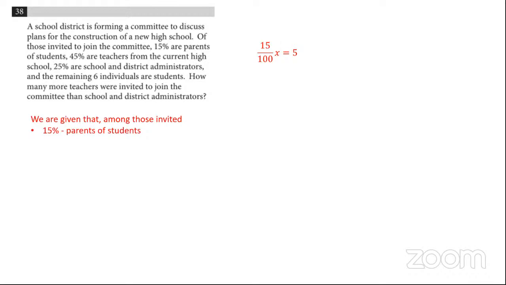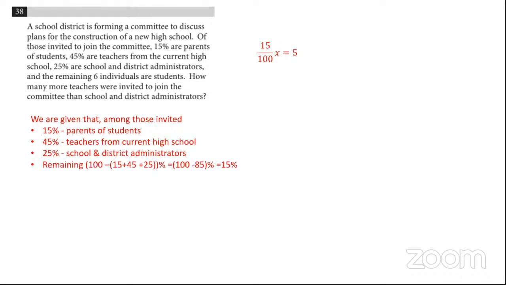45% are teachers from the current high school. 25% are school and district administrators. Now, we are given that the remaining 6 individuals are students. So what is the remaining percentage? 15% is parents of students, 45% is teachers from the current high school, 25% is school and district administration.